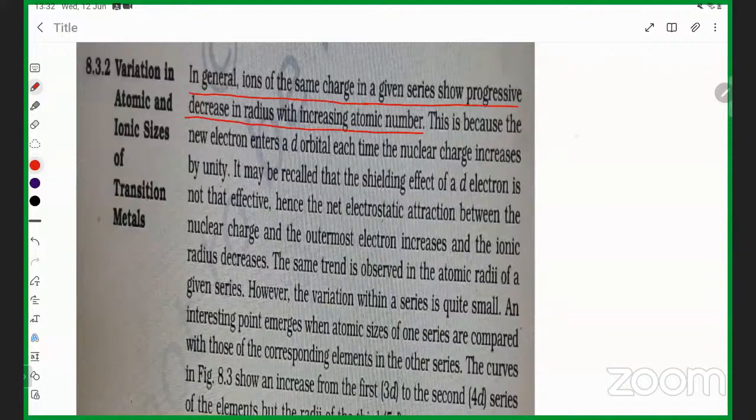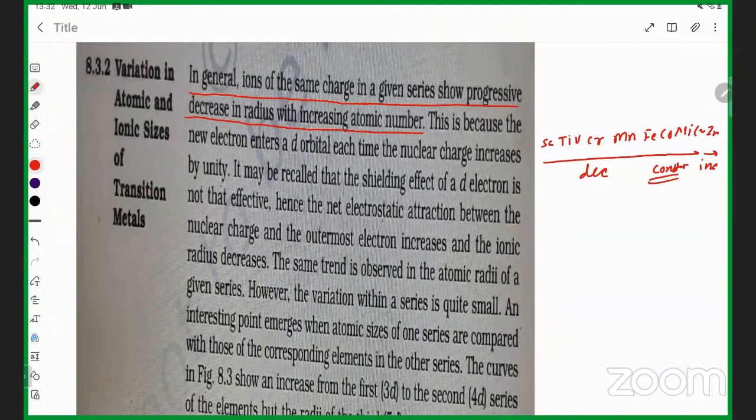So if you talk about scandium, titanium, vanadium, chromium, manganese, iron, cobalt, nickel, copper, zinc, it is going to decrease, and in some places it increases, in some places it is constant, not a very regular decrease. Up to the middle it will decrease. This is because a new electron enters a d orbital each time the nuclear charge increases. Nuclear charge increases means the number of protons increases, so they attract the electrons. Since they attract the electrons, the size will decrease.